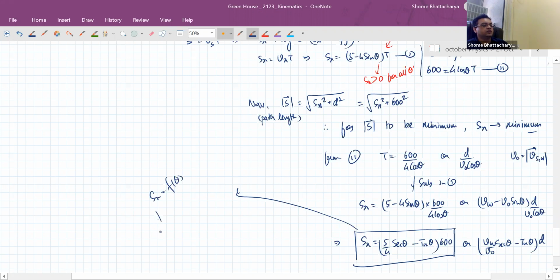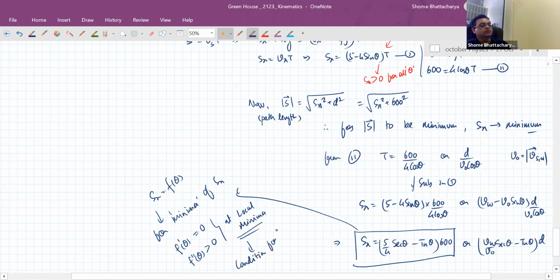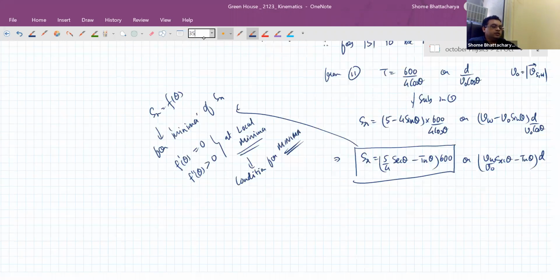So for minima of Sx, what we do is, okay, the second derivative should be positive at a local minimum. So this thing will give us the condition for minima. So now this becomes a calculus problem, as I told you earlier. So we have to solve it that way.